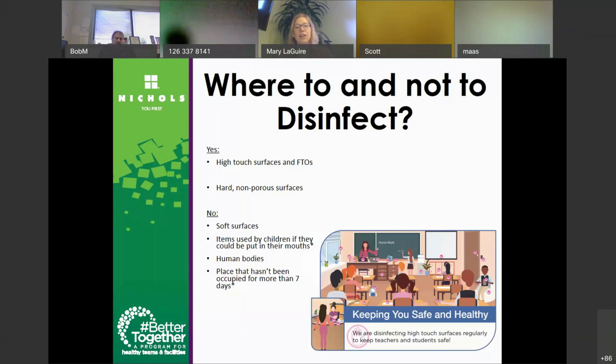And if the place hasn't been occupied for more than 7 days, it's really not necessary, depending on the pathogen and how long it lives, but the CDC has said that COVID was found not to live past 7 days. So making sure it just has a thorough cleaning, again, getting rid of that food source for any sort of pathogen to live on is very important.